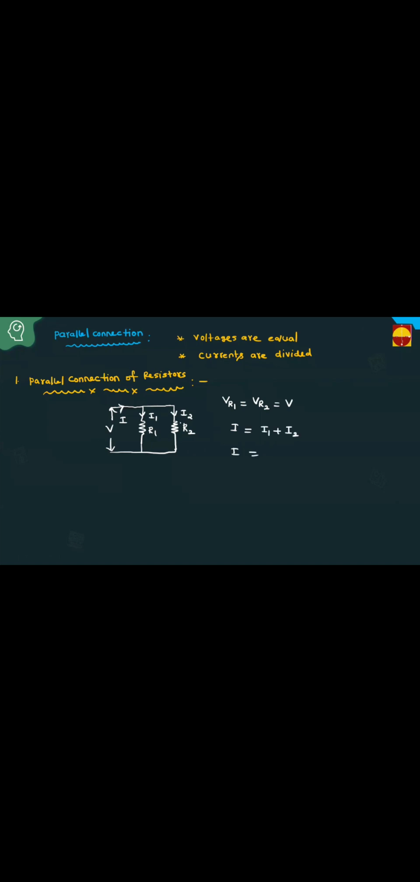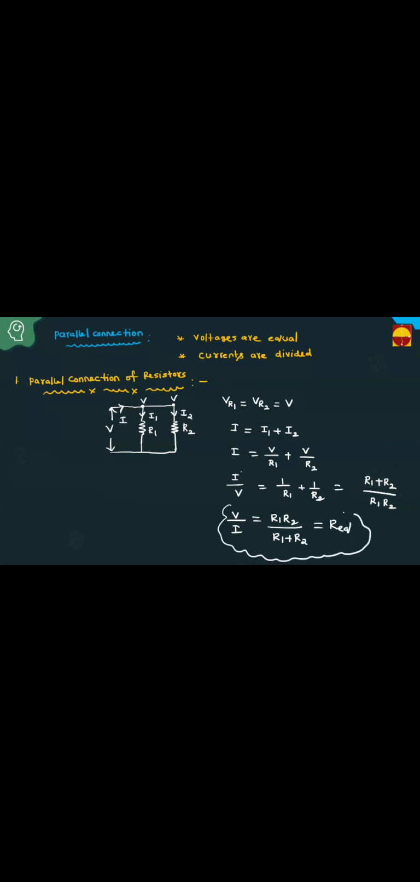According to Ohm's law, I1 equals V by R1, since the voltage at this point is V and at this point is also V. I2 equals V by R2. Taking V common, I by V equals 1 by R1 plus 1 by R2, which is R1 plus R2 by R1 into R2. But we want V by I, exactly the reverse. I by V is this one, so V by I is R1 R2 by R1 plus R2. This is R equivalent. That is, R equivalent equals R1 R2 by R1 plus R2.